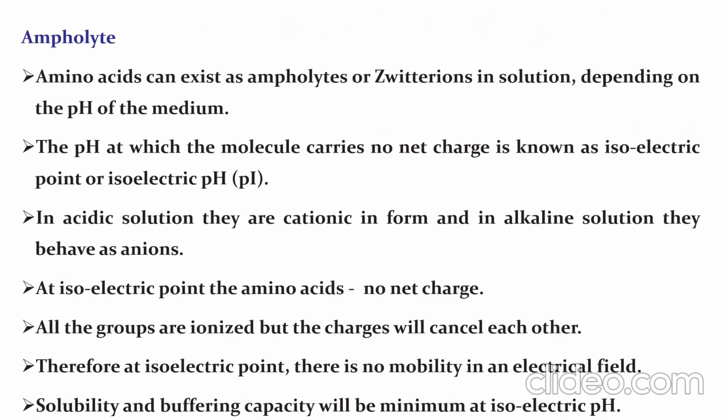Ampholyte. Amino acids can exist as ampholytes or zwitterions in solution depending on the pH of the medium. The pH at which the molecule carries no net charge is known as the isoelectric point or isoelectric pH. In acidic solution, they are cationic in form and in an alkaline solution, they behave as anions. At the isoelectric point, the amino acid will carry no net charge.